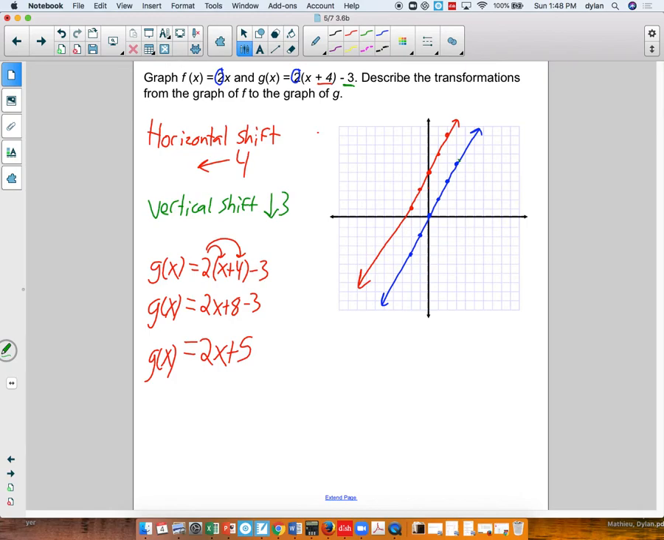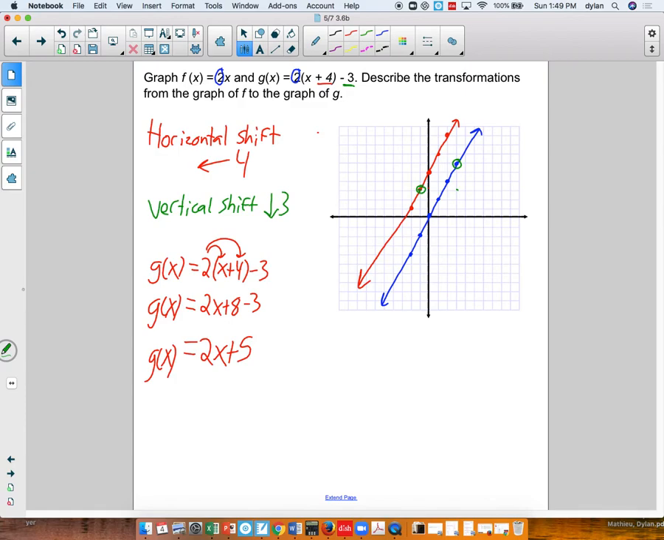So for example, if I pick this one right here, and I go down 3, 1, 2, 3, and then left 4, 1, 2, 3, 4, I would end up at that point, right? And the same thing is true. If I take any other point and go down 3, left 4, I'd end up at another point on our other line.